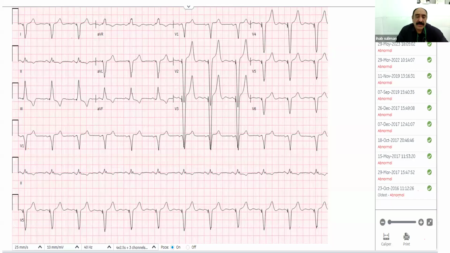So what do you see on such an ECG? And please take your time. Don't jump to conclusions when you see such an ECG. It appears to be regular, and it appears to have a wide QRS, but there is something else which is clearly seen.